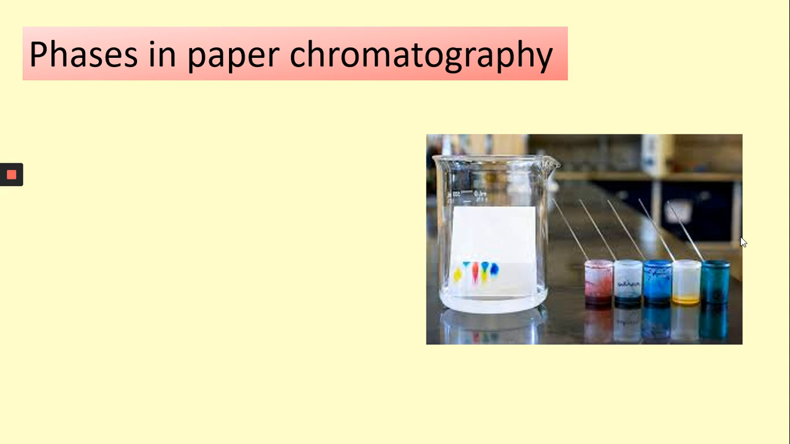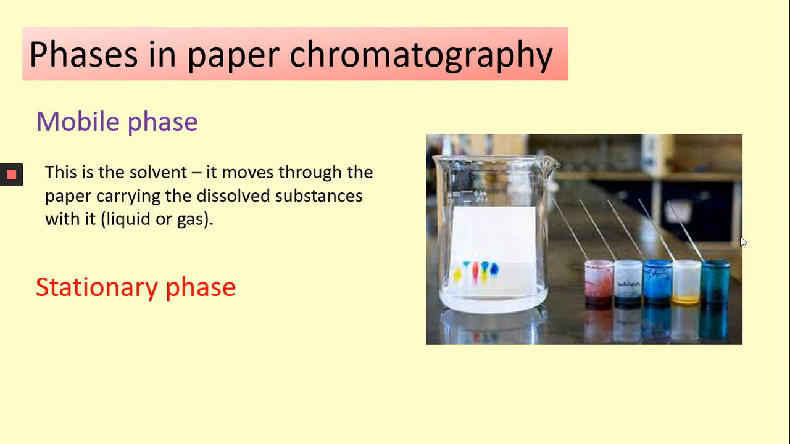So in chromatography, we talk about phases. And you might remember a mobile phase and a stationary phase. So the mobile phase is a solvent. It's moving through the paper, carrying the dissolved substances. In chromatography practicals and investigations, it could actually be a liquid or a gas as our mobile phase. When we've done it in class, we've just used a solvent and that has been our mobile phase, and it's a liquid.